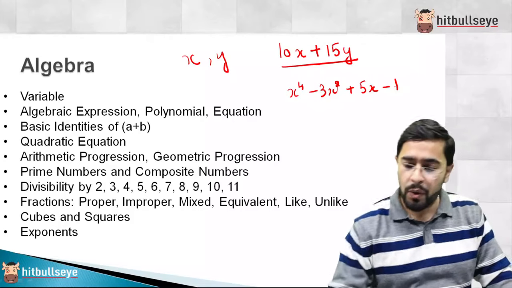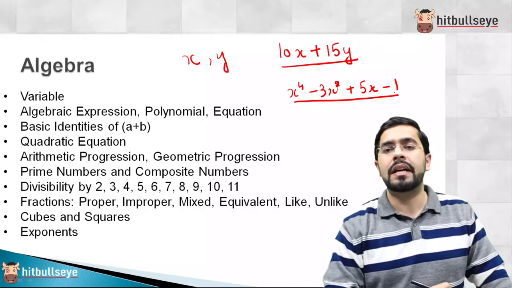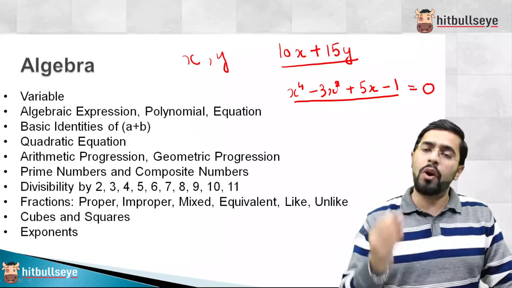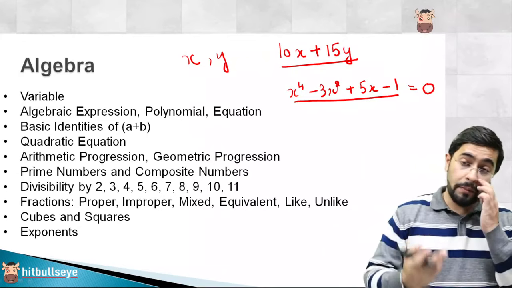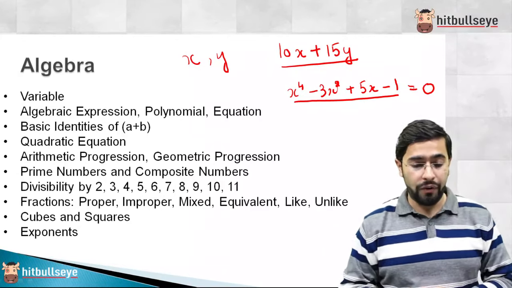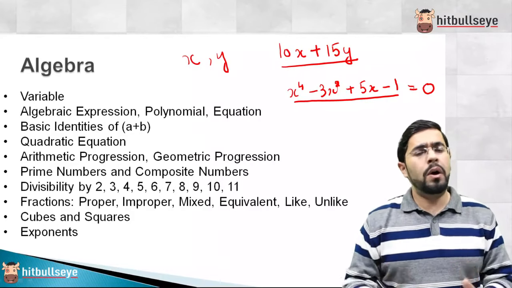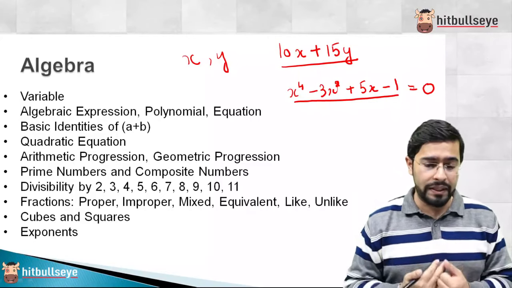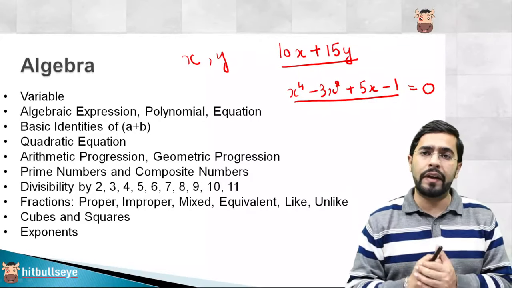And what is an equation? When all of this polynomial is equated to 0, it is called an equation. Now coming on to the basic identities of a and b. I know all of you students would have a very good idea about all the properties, all the basic identities of a and b.